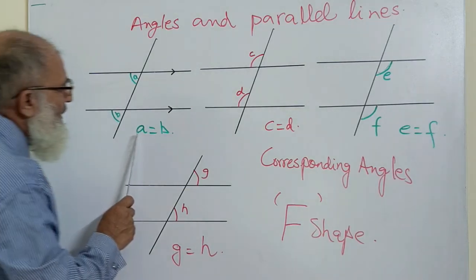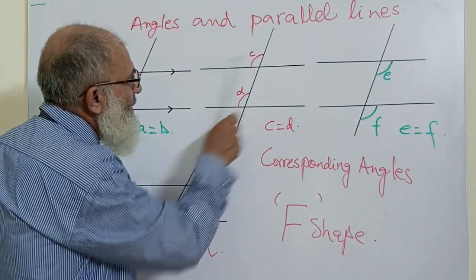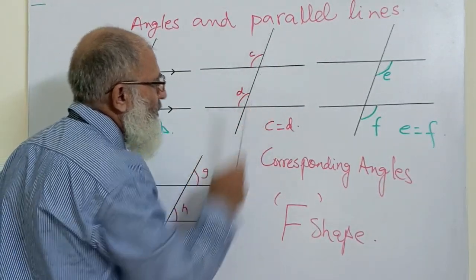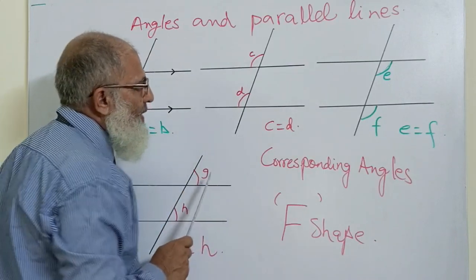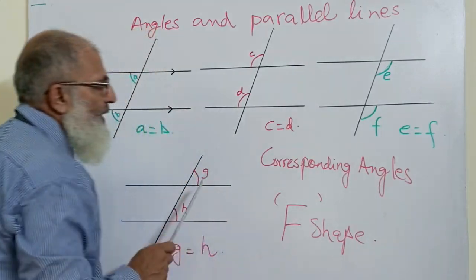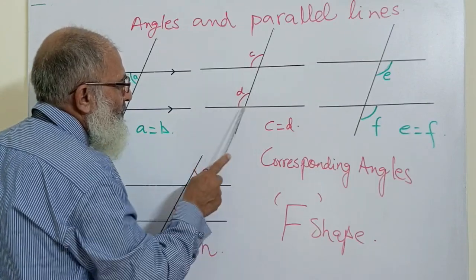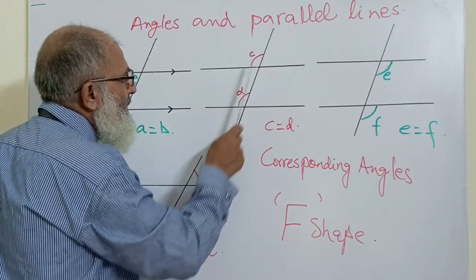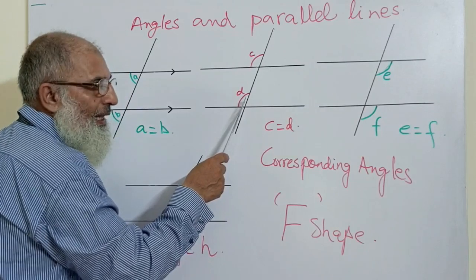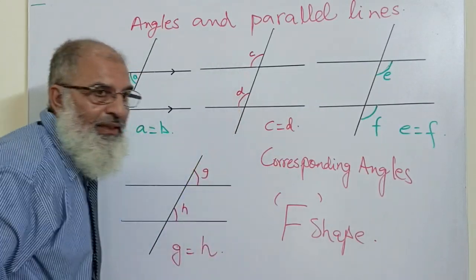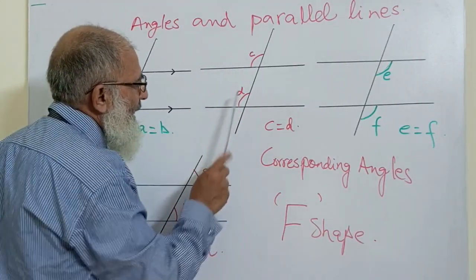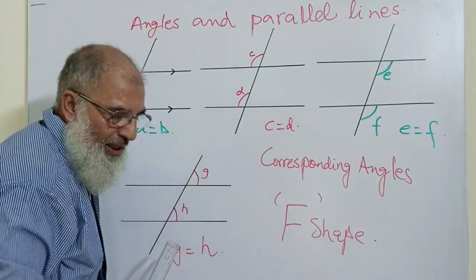Now here you can see that A is equal to B. This is again F. Either you can take this as a tail or take this as a tail. Now you can see that this is an F over here. So again there is one interior angle and one exterior angle. So these angles are again equal.